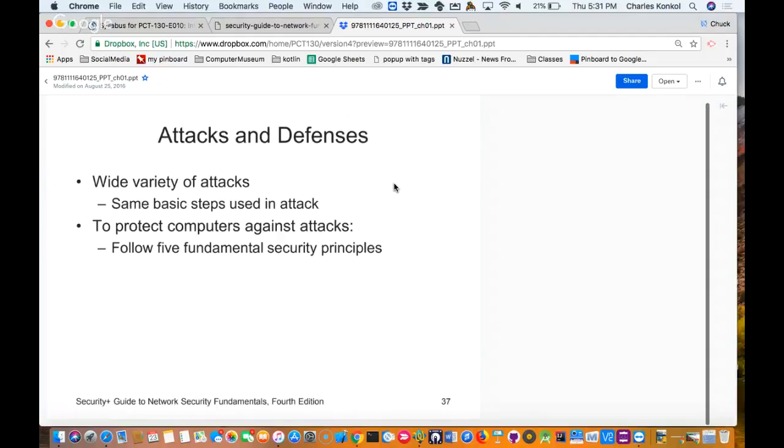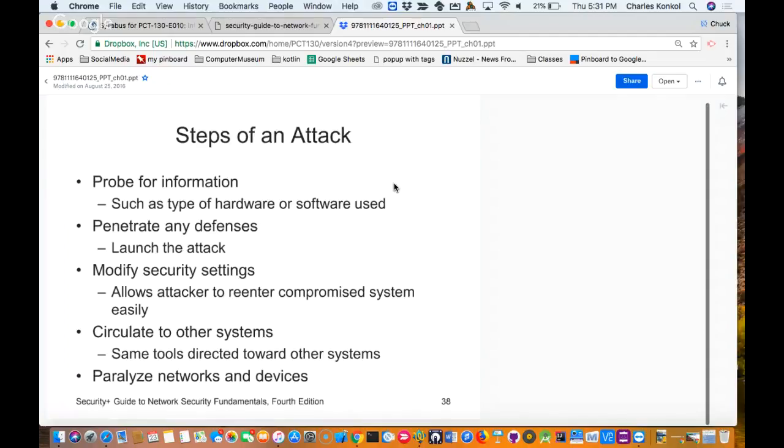Wide variety of attacks, wide variety of different ways things can be attacked, from computers to phones. But there's five fundamental security principles we're going to go over at the end here.